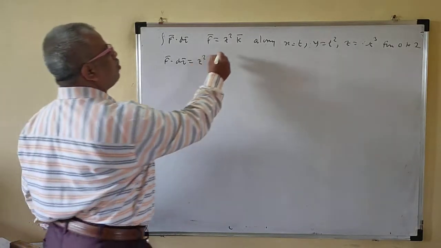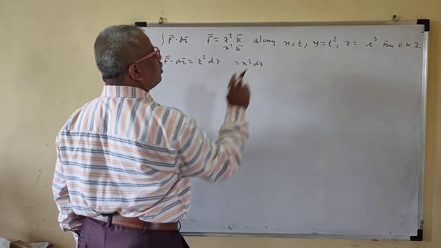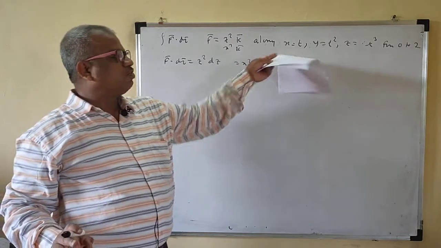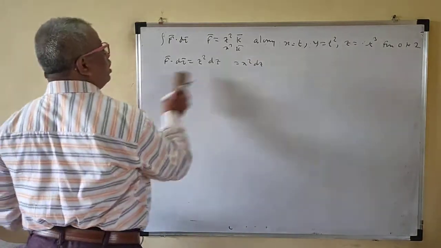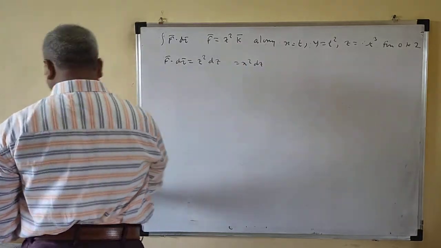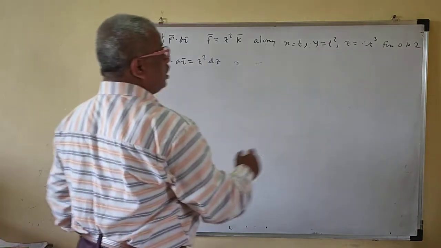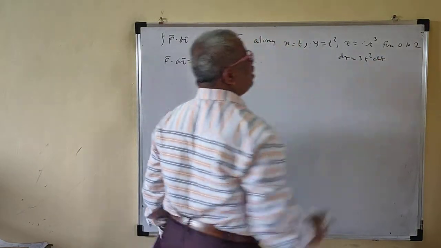If this were x square k bar, no problem, it would be x square dz only. Then you can put the value of x, which is t square. But here there is a z square, so we write z square dz here. So what is your dz then? dz is 3t square dt.